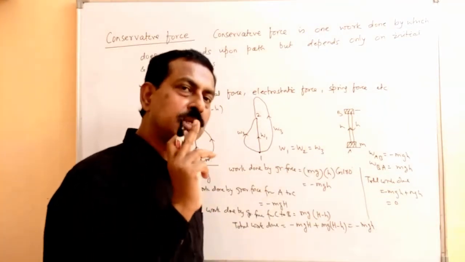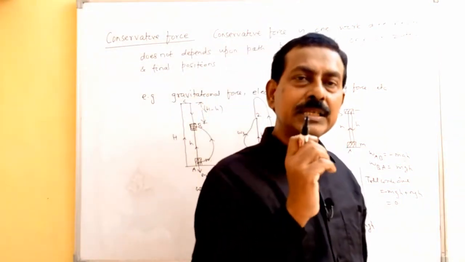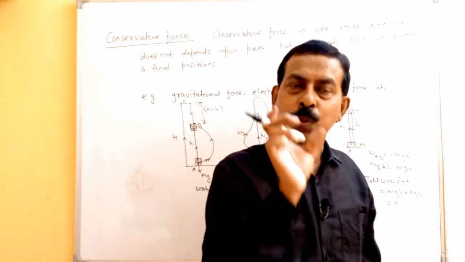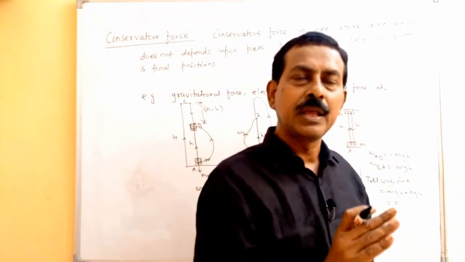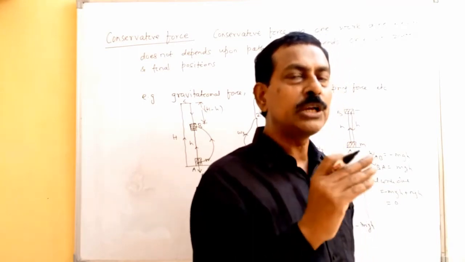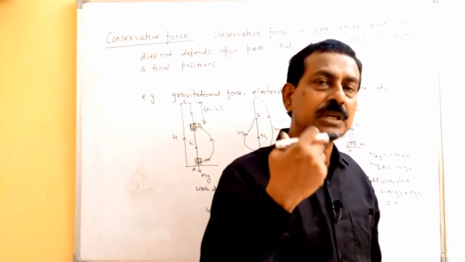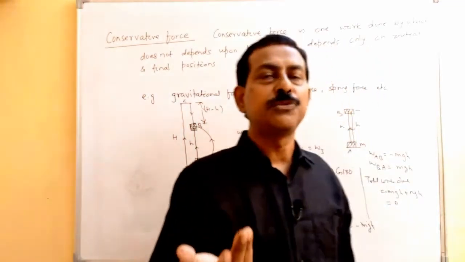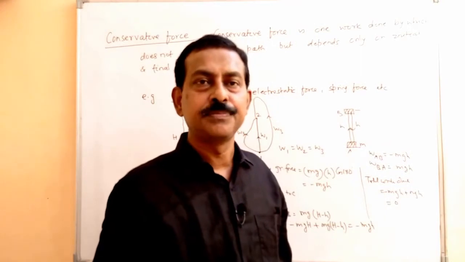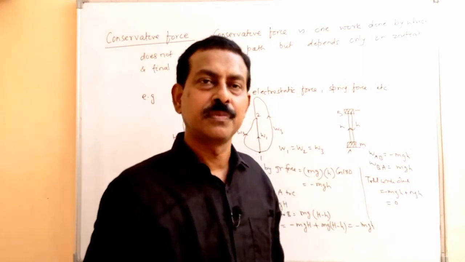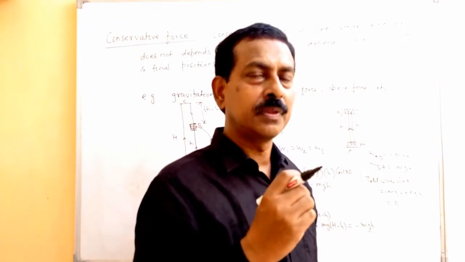So two things you should remember for conservative forces. One is that work done does not depend upon the path along which it is carried out. Secondly, it depends only on the initial and final position. Of course, one more inference we can draw is that the total work done in a closed path will be 0. So this is for a conservative force.